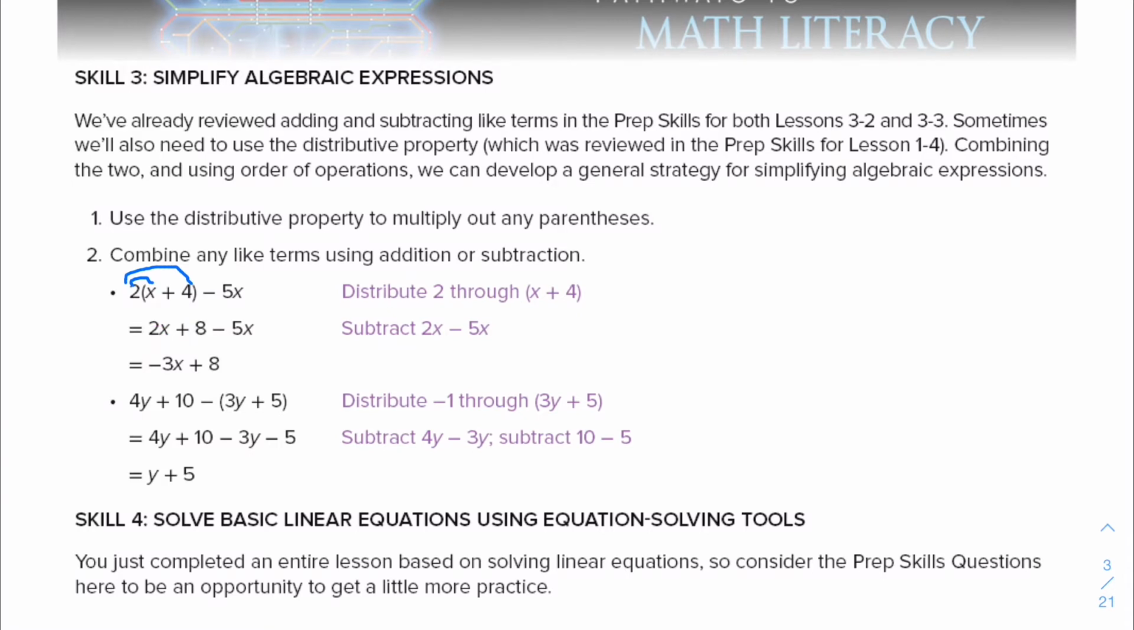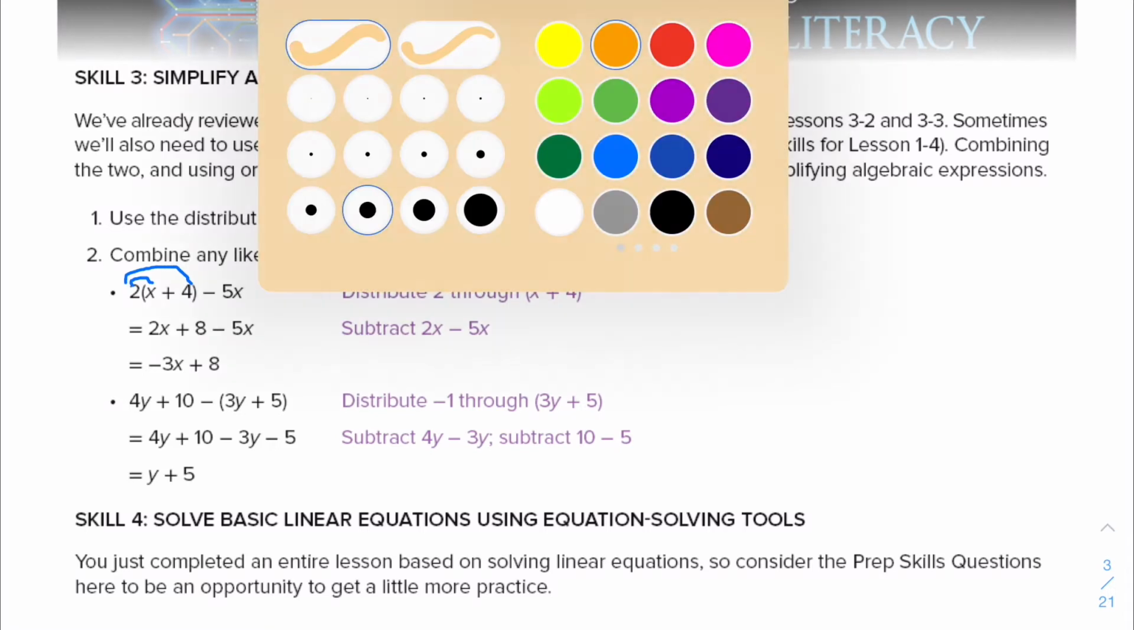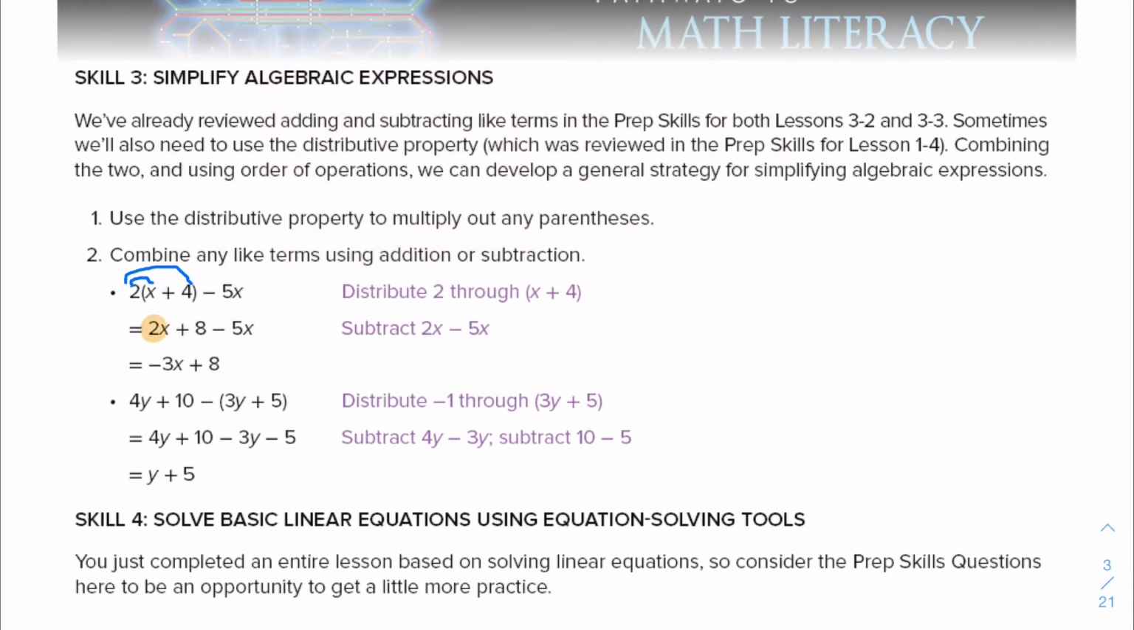Then we're going to combine our like pieces. We have 2 x's. We're subtracting 5 x's. So in total, that gives us -3x. And then the 8's on its own. We don't have any other constants, so you just bring it right down.